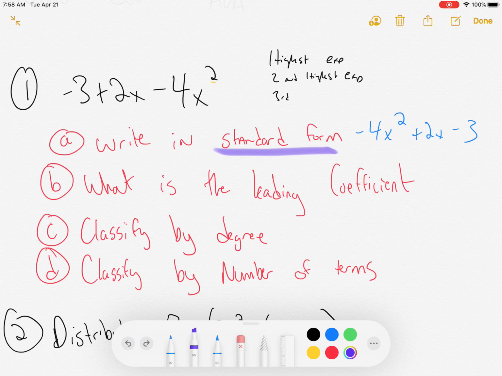Okay, next up, it asks for the leading coefficient. Think about what it means to lead. It means to be in front. So in standard form, what's in front? What number is in front? Negative 4. That's it.